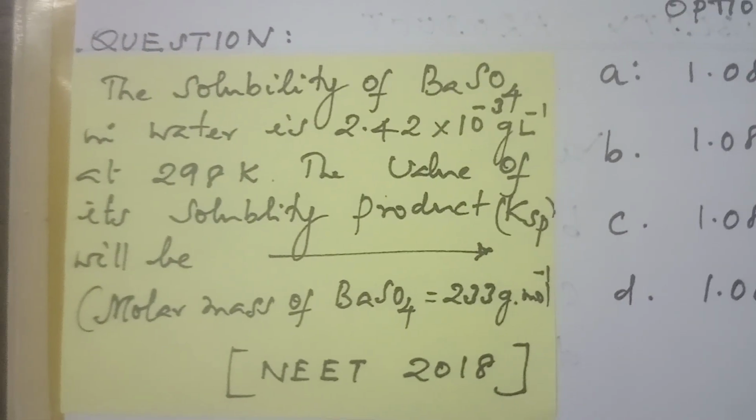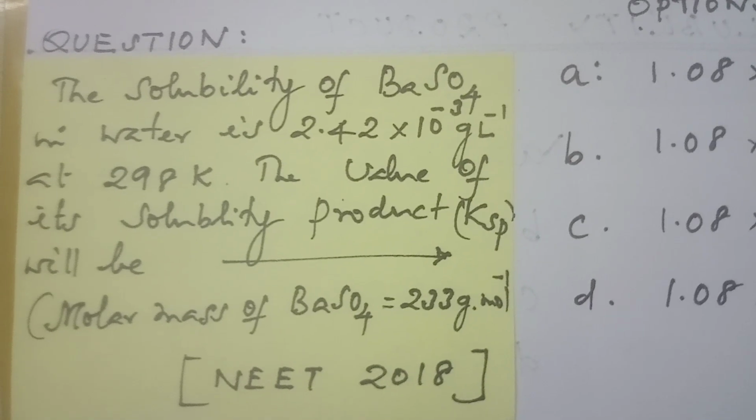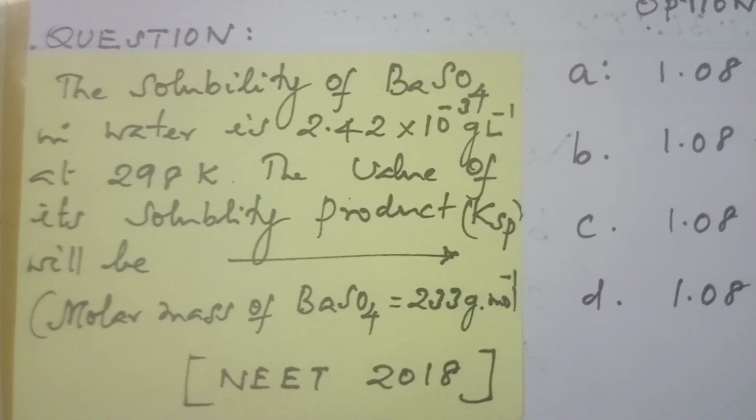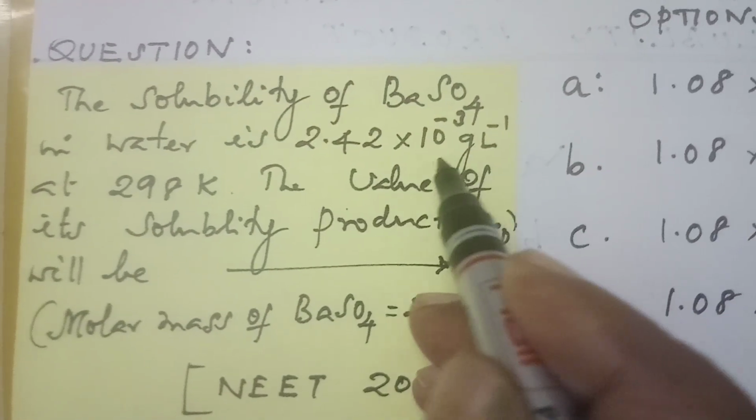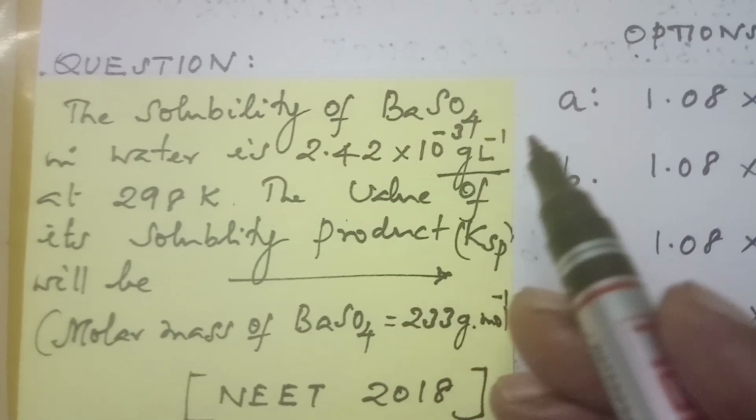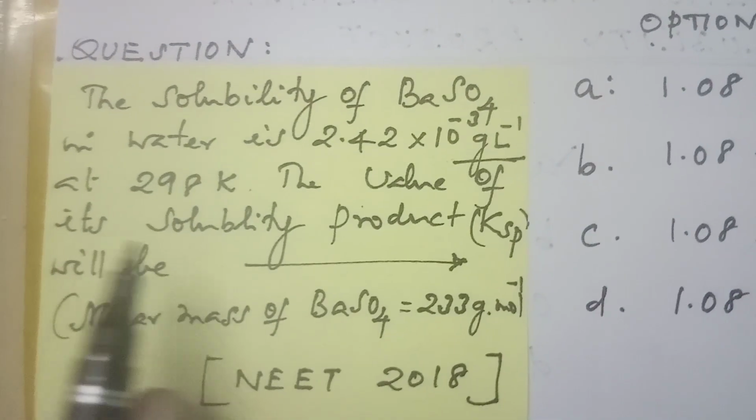Let me go to one more question. Here it is NEET 2018. It is a very simple question. The solubility of barium sulfate in water is 2.42 into 10 power minus 3 gram per liter. Here is the important point you have to notice: gram per liter at temperature.